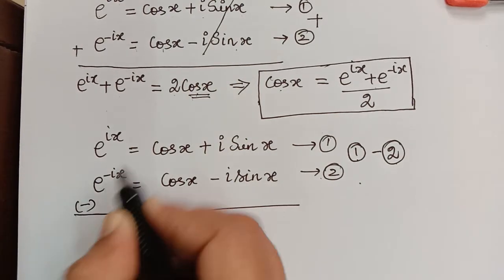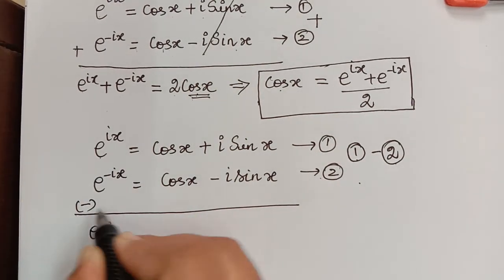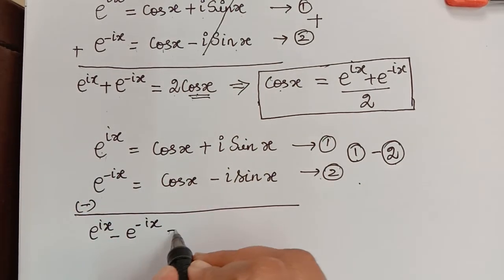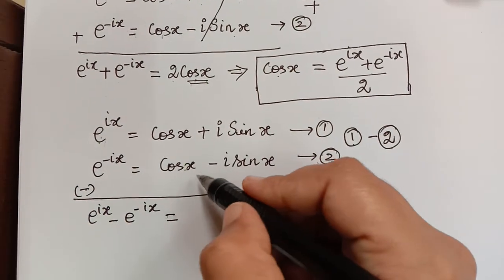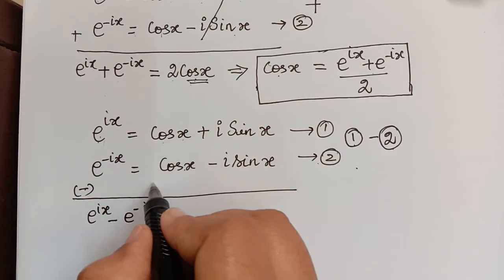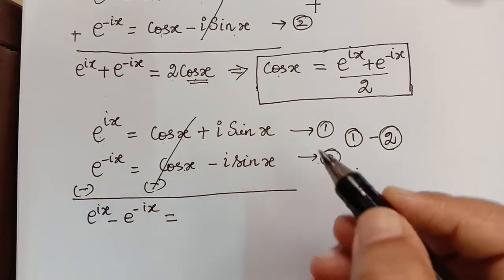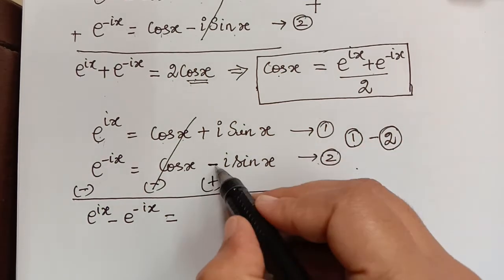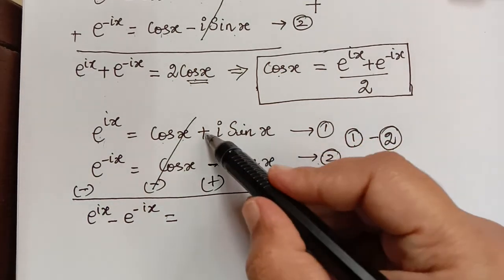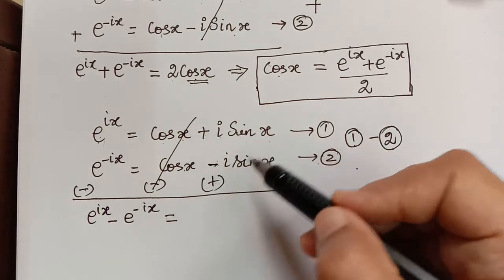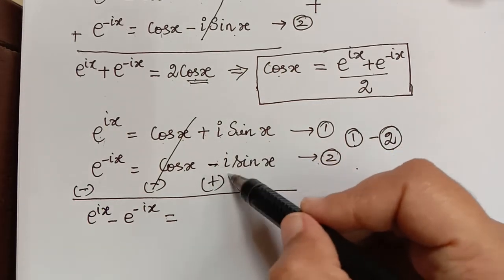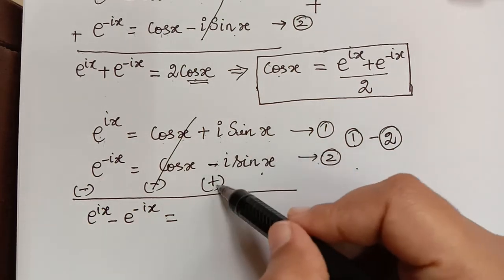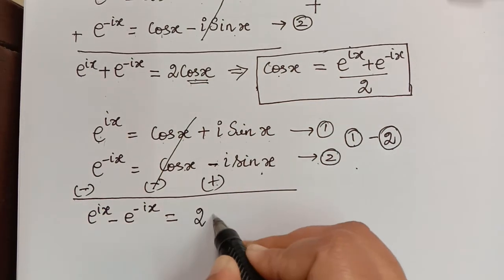So we have to subtract here. So e power ix minus e power negative ix, so we are doing the subtraction, is equal to cos x minus cos x. That is, we are subtracting, isn't it? So cos x minus cos x will get cancelled. And here already we have a negative sign, so it will become positive here because negative into negative is positive. So we will be doing i sin x minus of minus i sin x, so that will become positive. So it will be i sin x plus i sin x, so we will be getting 2i sin x.